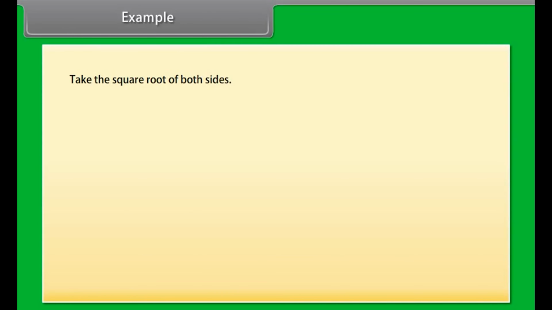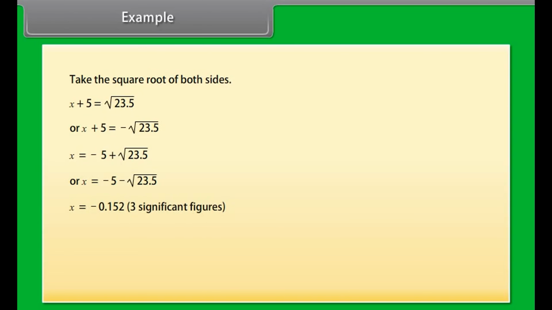Take the square root of both sides. x + 5 is equal to √23.5 or x + 5 is equal to −√23.5. x is equal to −5 + √23.5 or x is equal to −5 − √23.5. x is equal to −0.152 to three significant figures, or x is equal to −9.85 to three significant figures. Nature of roots.